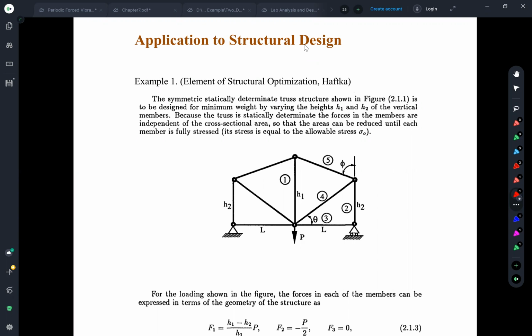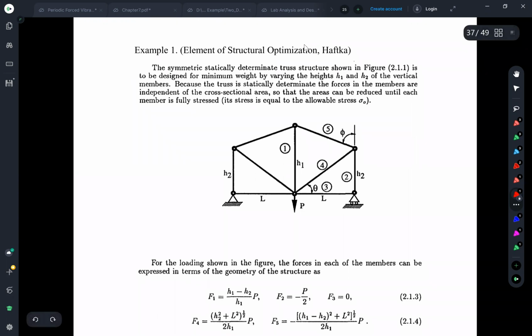Okay, please look at example number 1. This example is just a symmetric statically determinate truss structure. You can see in the figure, this is just the truss that we have learned at the undergraduate level. So it's quite easy, right, to analyze if this truss is a determinate structure.